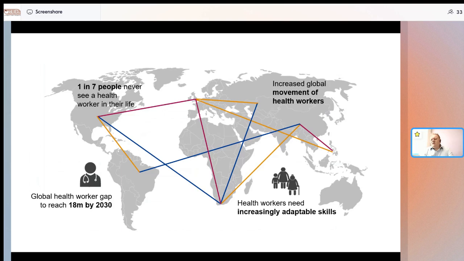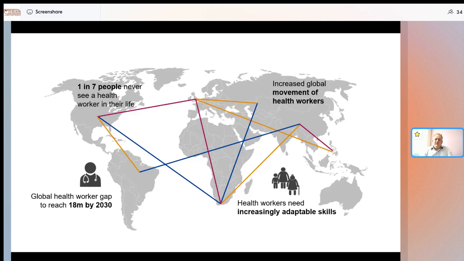So just to provide a little bit more context, some of the big challenges that we're facing in the world right now in healthcare are the stark reality that 1 in 7 people will never see a healthcare worker in their entire life. So if they live to 60, 70 years, if they're lucky, they will never see somebody that can advise them on or treat them in their entire life.